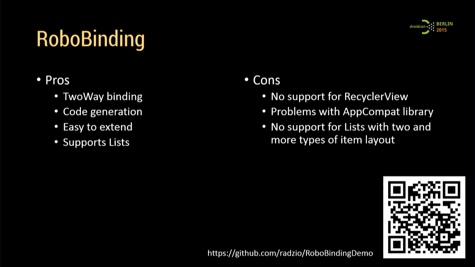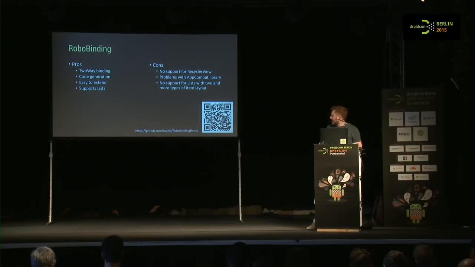However, currently it's not supporting RecyclerView. It has problems with the app-compat library. And it doesn't support lists with two or more types of item layout. So I'm not sure if anyone is using it in a production application on the Google Play Store. However, it's nice to know about it. I prepared a short demo, and if you want to check how you can write a simple app with RoboBinding, you can check here. The links will be at the end of the presentation too.